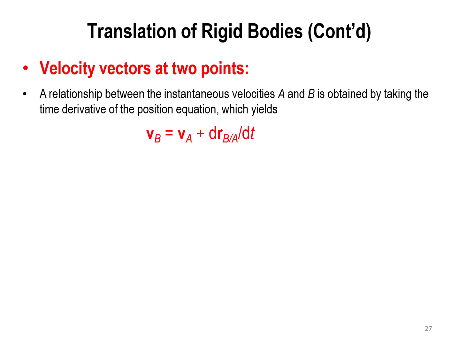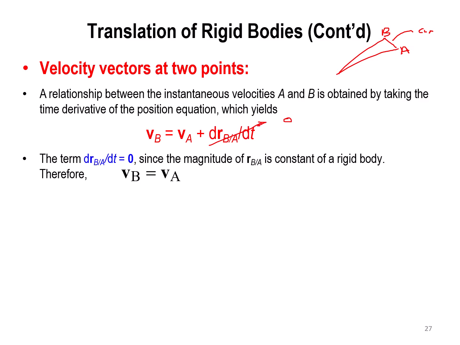So you remember that that was the scenario we had. That's the R, this is the A, and this is the B. So this value is going to be a constant, so it's not going to change with the time, and this will tell me that this derivative is going to be equal to 0. So we can say simply that the term dRB/A over dt is going to be equal to 0, and this will give me that the velocity at B is going to be equal to the velocity at A.